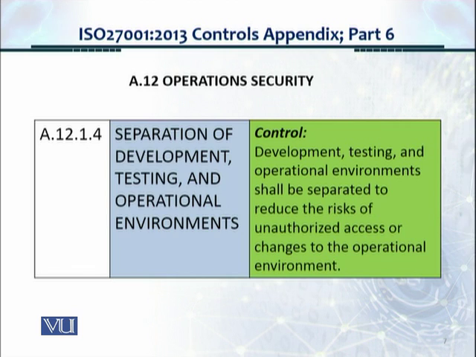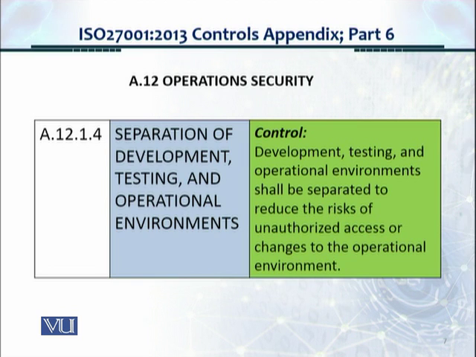And then separation of development, testing, and operational environments. A lot of flaws here in the software development industry and in operations. And this is one of the areas where sometimes what we see is taken very lightly. Development, testing, and operational environments shall be separated to reduce the risk of unauthorized access or changes to the operational environment. And the separation could be done physically. It could also be done logically.